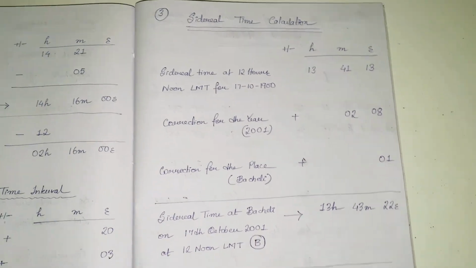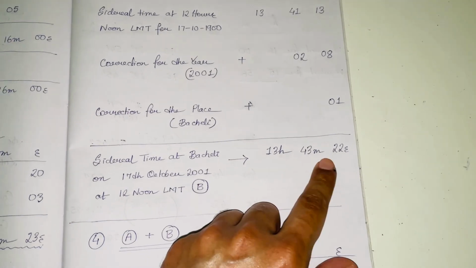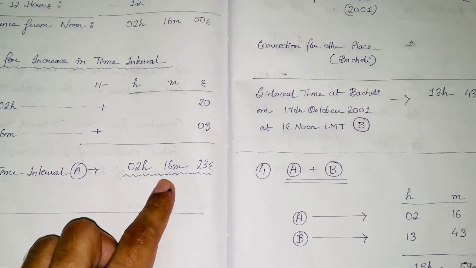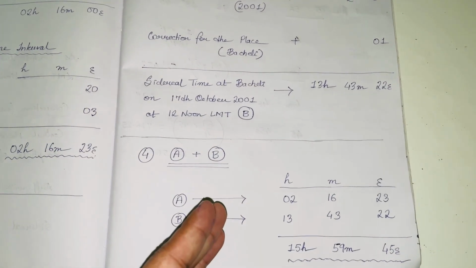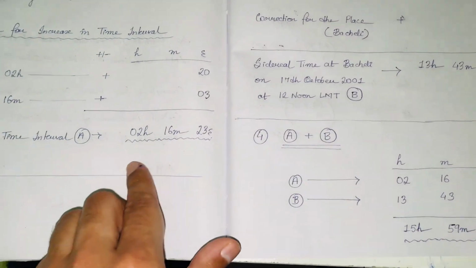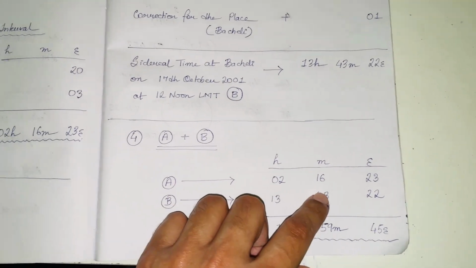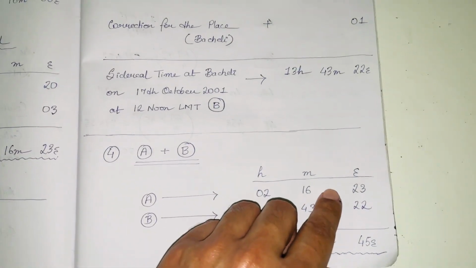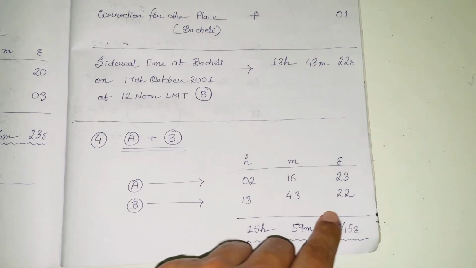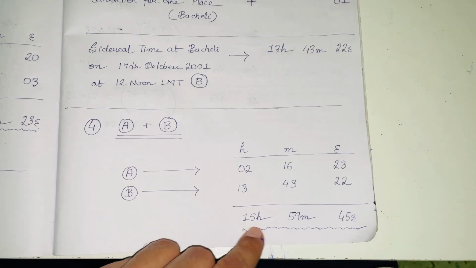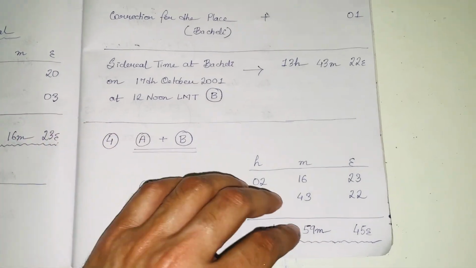Now what is the next step? This is our B. Now we have found out the value of A, and this is our value of B. The next step is A plus B. So we are adding this value to this value: 2 hour, 16 minute and 23 second plus 13 hour, 43 minute and 22 second. And we are getting 15 hour, 59 minute and 45 second. This is the value of A plus B.